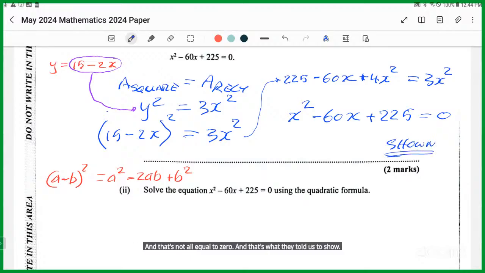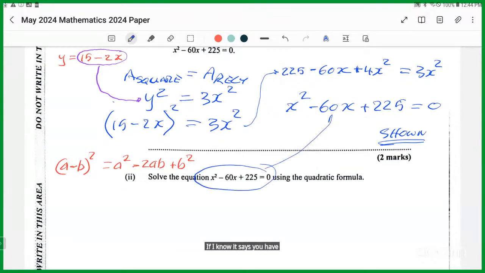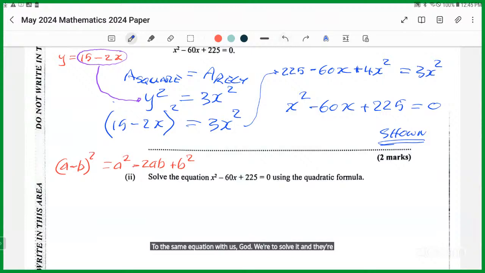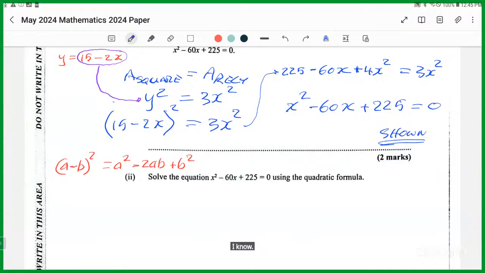All right, nice. The next part now says you have to solve the equation. So the same equation that we just got, we have to solve it, and they're telling us to use the quadratic formula to do it. You must know the quadratic formula by now: x equals minus b plus or minus the square root of b squared minus 4ac, all over 2a.